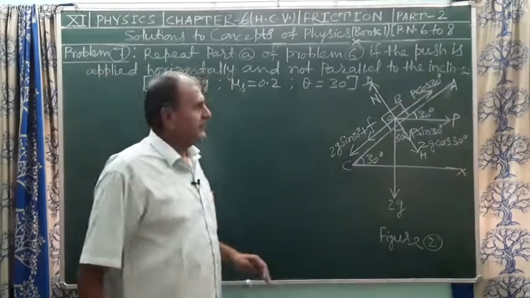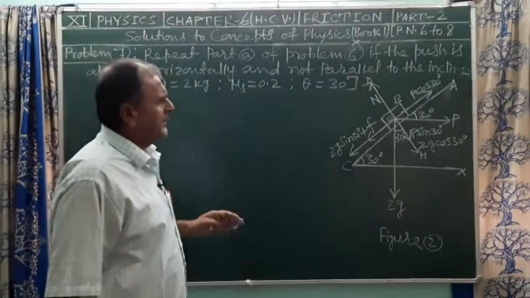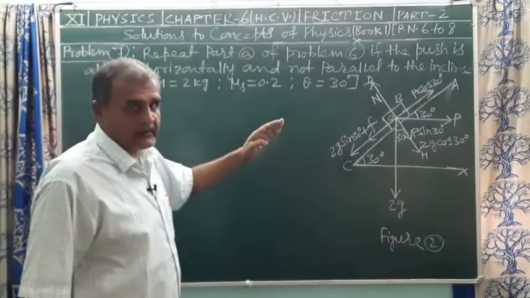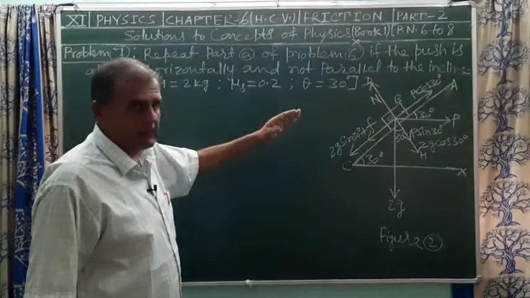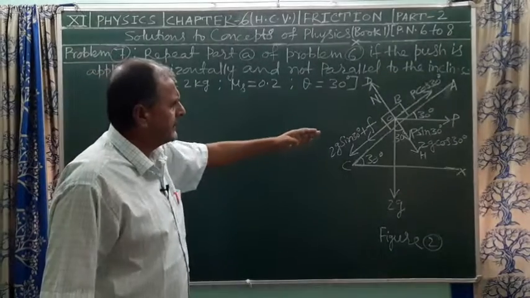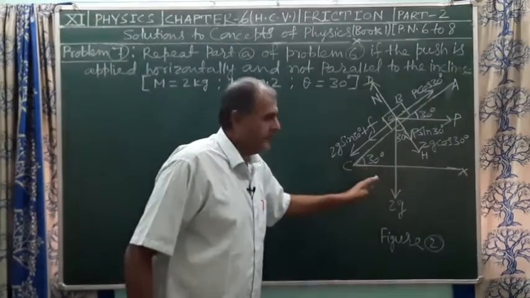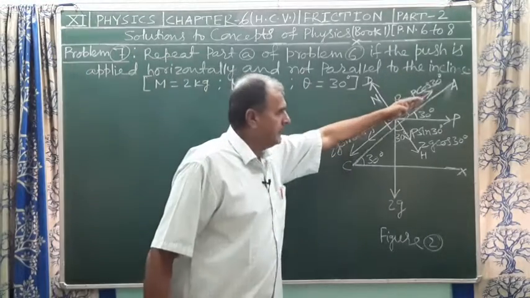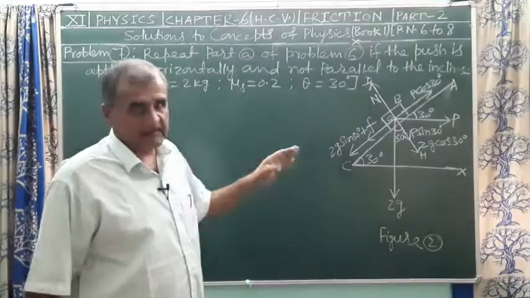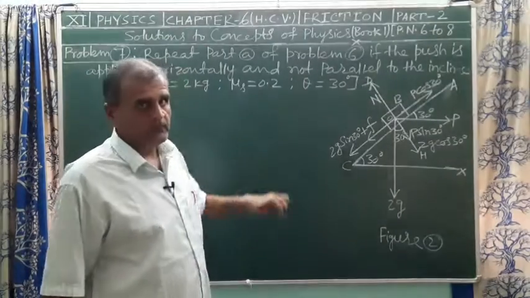तो प्रॉब्लम नंबर 6 में ब्लॉक का मास जो रफ इंक्लाइन प्लेन पर सिचुएटेड था, उसका मास 2 kg था, और इंक्लाइन प्लेन का हॉरिजॉन्टल से इंक्लिनेशन 30 डिग्री था, और कोफिशिएंट ऑफ स्टैटिक फ्रिक्शन बिटवीन द ब्लॉक एंड द इंक्लाइन प्लेन AC was given 0.2.